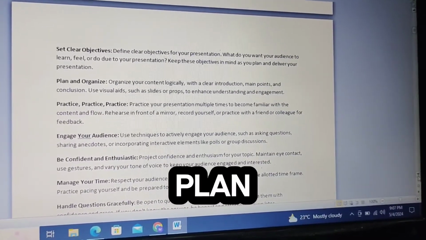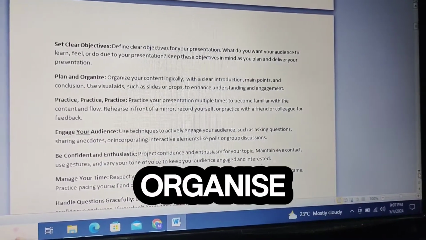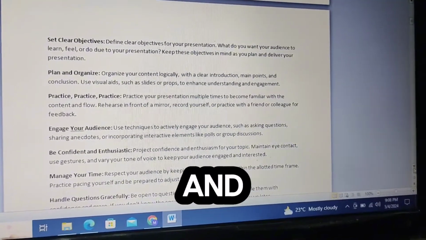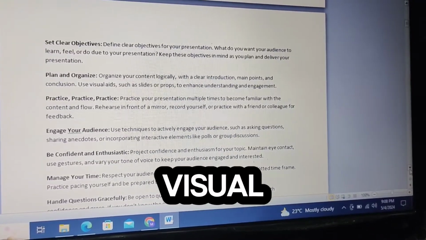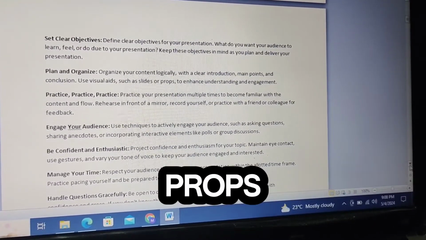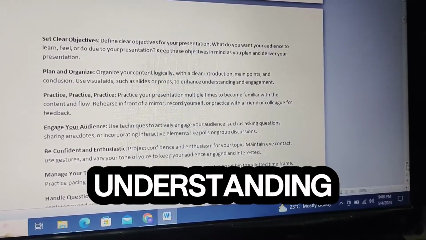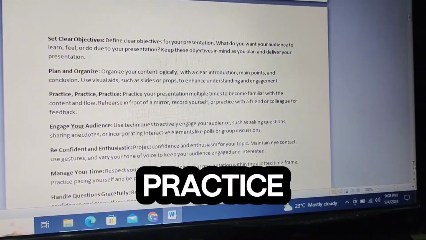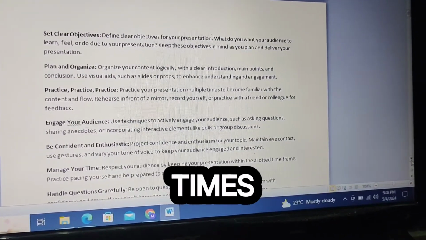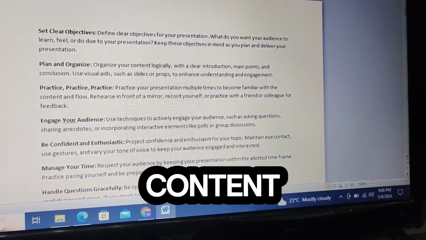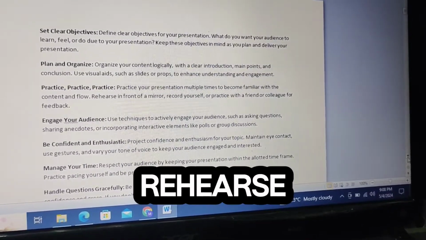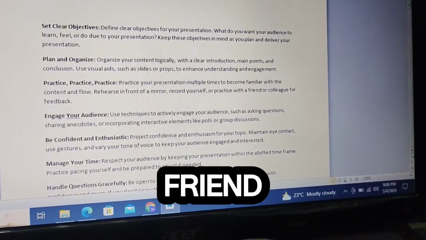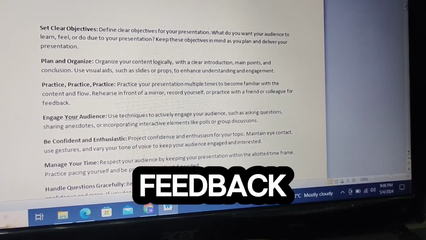The next one is plan and organize. Organize your content logically with a clear introduction, main point, and conclusion. Use visual aids such as slides or props to enhance understanding and engagement. Practice, practice, practice. Practice your presentation multiple times to become familiar with the content and flow. Rehearse in front of a mirror, record yourself, or practice with a friend or a colleague for feedback.